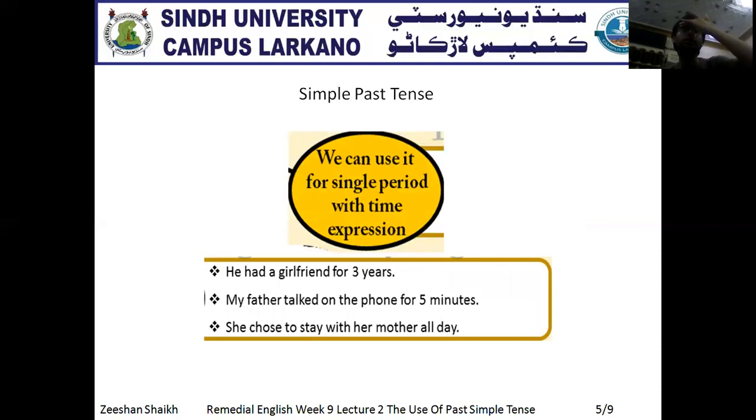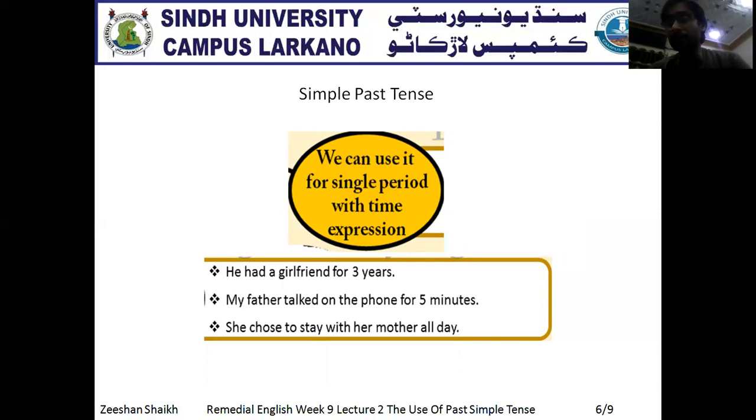Now the third one: the past simple tense is also used with a single period with a time expression. Yes, of course. The time expression plays a vital role in terms of the past simple tense. Examples are given over here. My father talked on the phone for 5 minutes. Within the 5 minutes, he completed his talk, which means he shared his ideas, his emotions, his feelings with the fellow person who is on the phone. He spoke for 5 minutes.